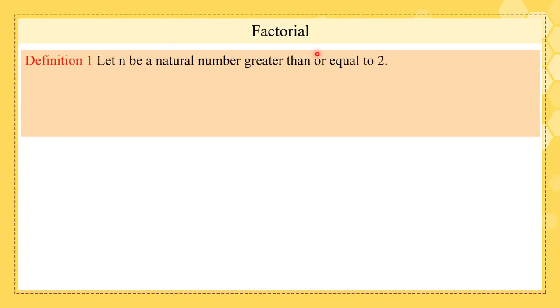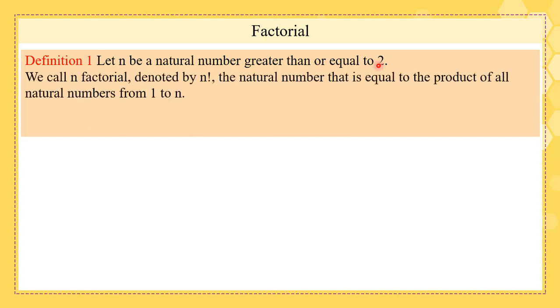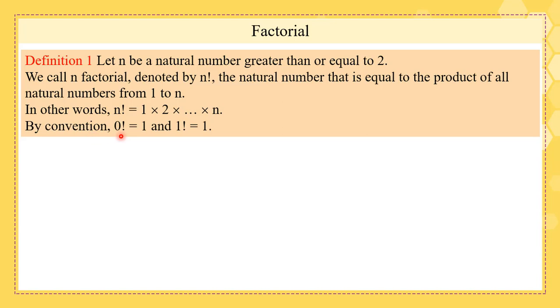N is a natural number which is greater than or equal to 2. We call n factorial, denoted by n with an exclamation mark, the natural number that is equal to the product of all natural numbers from 1 to n. In other words, if I want to talk about, let's say, 5 factorial, it will be 1 times 2 times 3 times 4 times 5. And by convention, 0 factorial is equal to 1, and 1 factorial is 1.